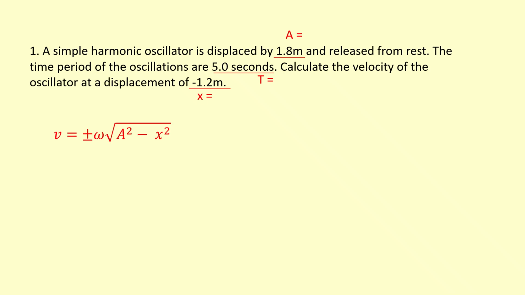Okay, so first I need the angular frequency, omega, so that I can find using the time period, using this equation here. So the time period is 5 seconds. If I put that in, I've got my angular frequency. So I've got my plus or minus omega there.